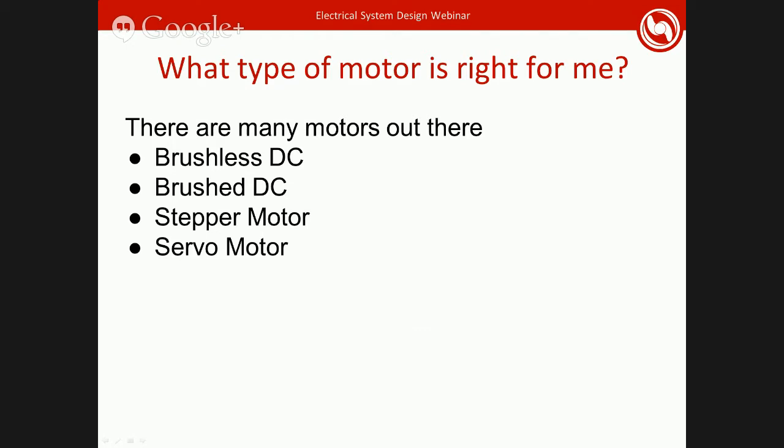So now I'm going to break into a section about how to actually choose the part that's right for the team. There are always trade-offs between performance, complexity, and cost. The first one I'm going into is choosing the type of motor. In the past, we've actually stuck to brushed DC motors.